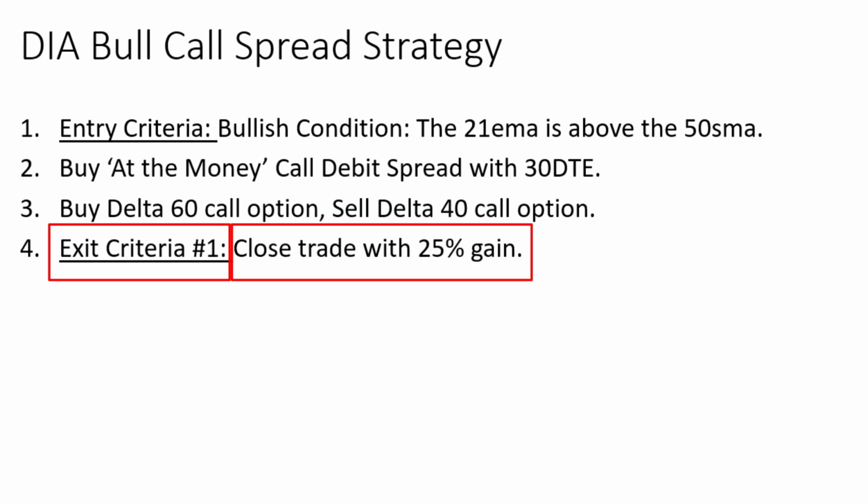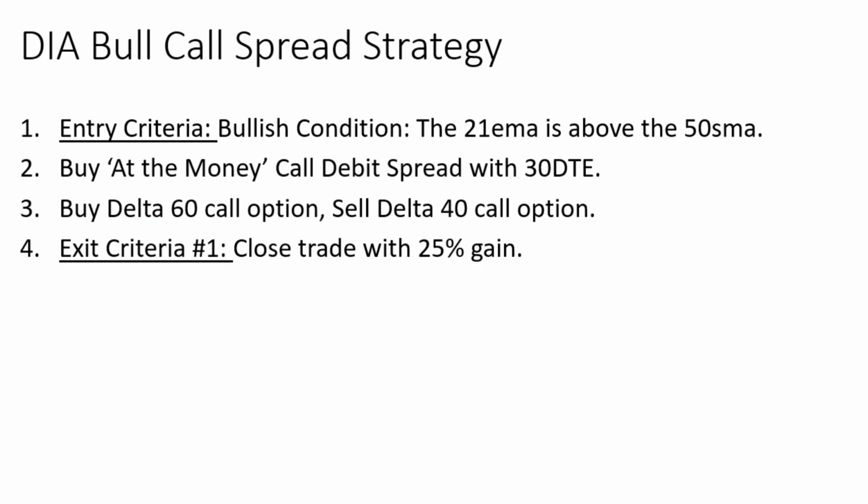And what we're going to be looking at, a lot of these trades are going to be $200 in price. And if that's the case, then you would multiply that by 1.25, and that's your 25% gain. The gain is based on the amount that you paid for that debit spread. So the debit spread is, let's say if it was $2, a 25% gain would be $50, and then you would close the trade.